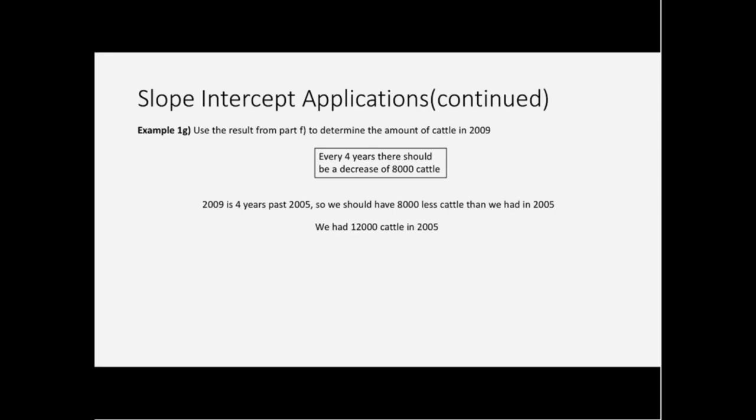Sorry, I didn't have 10,000 cattle in the beginning. I had 12,000. So I had 12,000 cattle in 2005. Now we're talking 2009, which is 4 years past my starting point. So I should have 8,000 less cattle. Well, 12,000 minus 8,000 leaves me with 4,000, and since we have that test coming up, that should say 4,000 cattle. If you're doing an applied problem, there should be some sort of units tied to the answer. So I would not be getting full credit on this question. Oh, now I will be. In 2009, there should be 4,000 cattle.